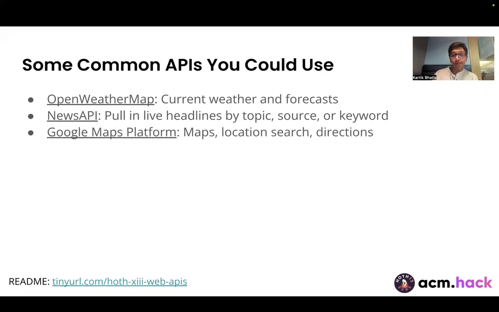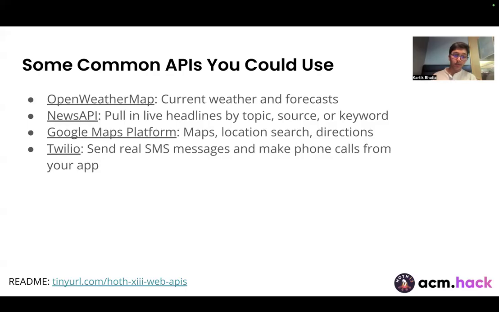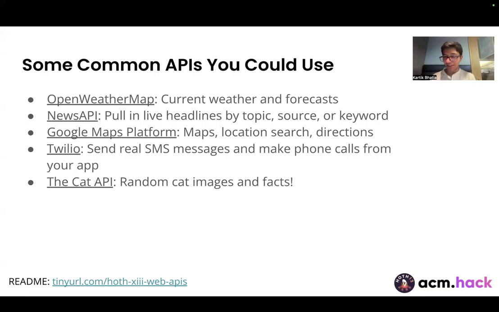Then, of course, we have the Google Maps platform. This might be paid, so you might want to check, but it gives you access to their map, their location search, directions. There's a free alternative called Mapbox as well, but I guess it has features missing. There's a few others, namely Twilio, which allows you to send SMSs and make calls through your app. The Cat API, which gives you random cat images and facts, of course, very important. And Gemini API. In this new age, you might want to add some AI to your app, and Gemini can help out with that.